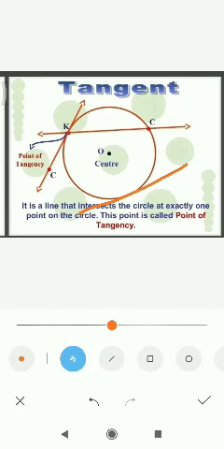One point on the circle. Here also one point on the circle. These are those points. They intersect the circle at one point. And that point on the circle where the tangent meets the circle is called point of tangency. It is the line that intersects the circle exactly at one point. This point is called point of tangency.